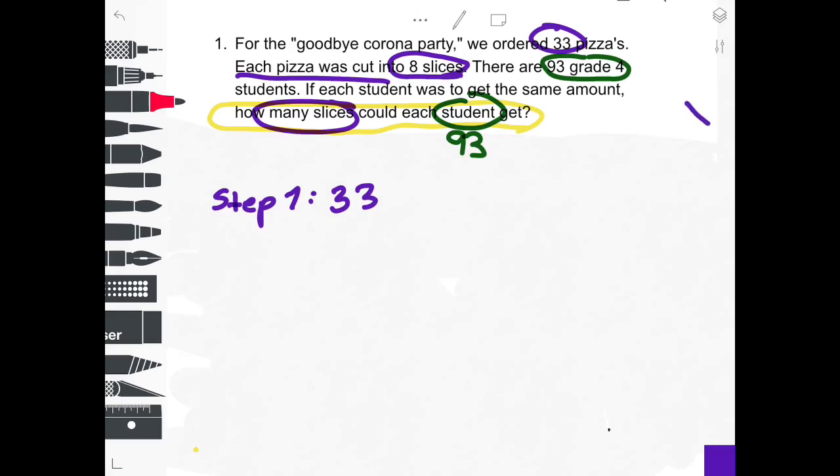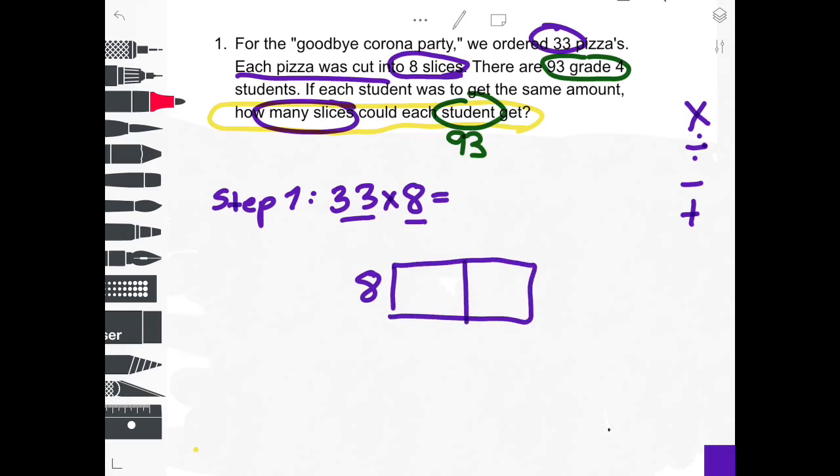Decide what operation am I going to use? Am I going to use multiplication, division, subtraction, or addition? I'm going to use multiplication. I have 33 pizzas. Each pizza is cut into 8 slices. So now I need to do 33 times 8. I'm going to use the box method.